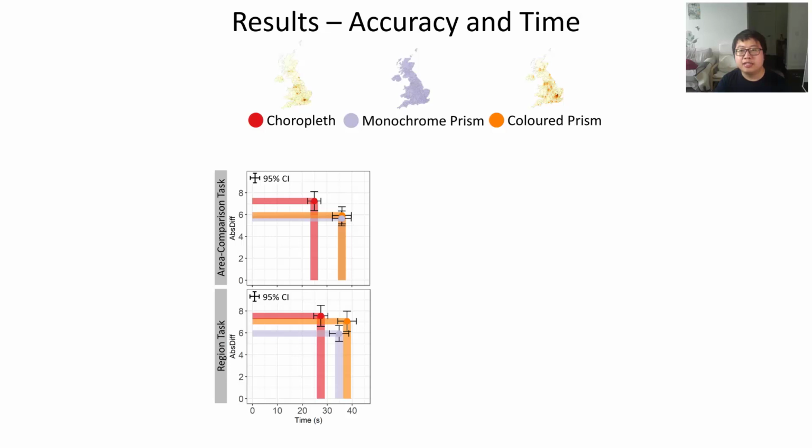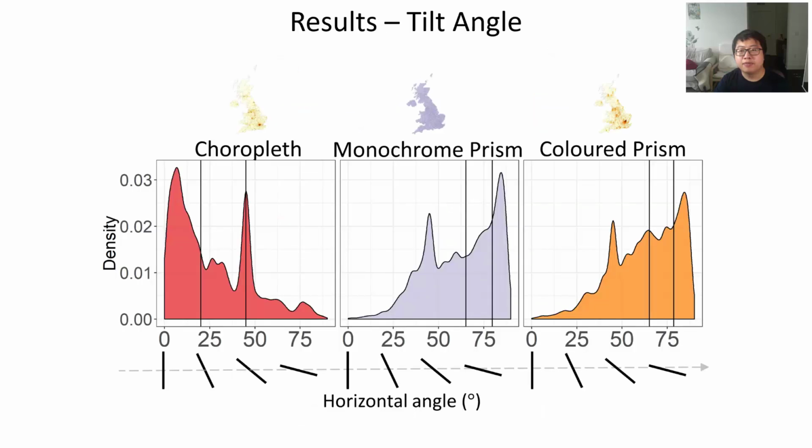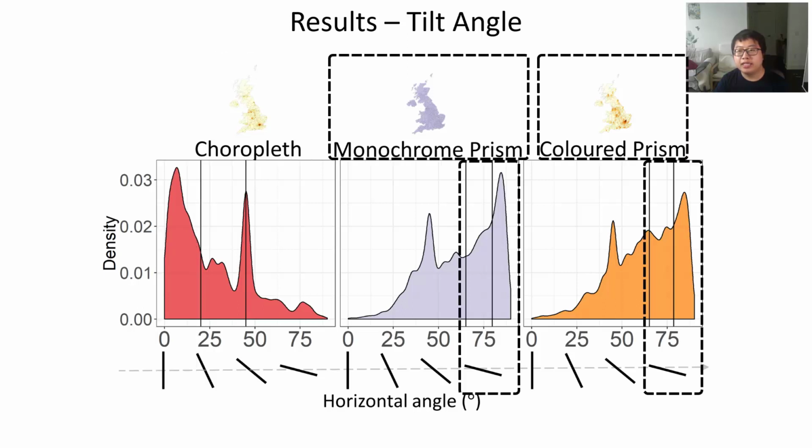Let us check the other task. We get very similar results. We can also split the results by the size of datasets. Again, similar results appeared. We then look at the angle of the visualization. We found patterns that people would expect. Our participants placed the choropleth map vertically most of the time, while they frequently tilt the prism maps to see from the side.